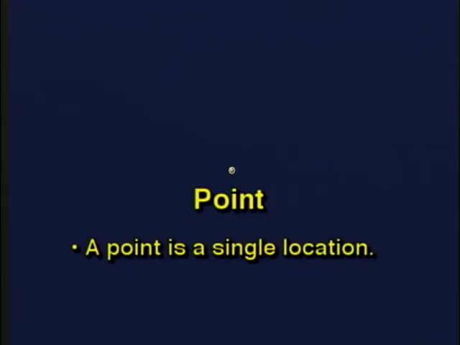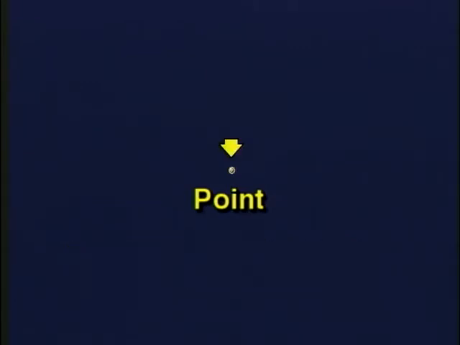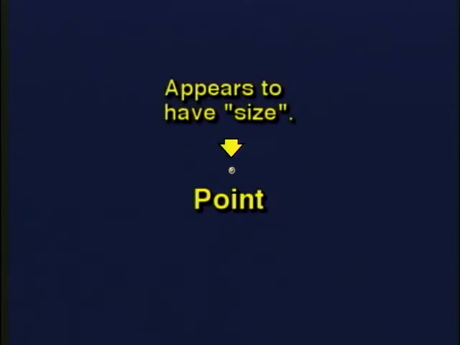The most basic building block of geometry is the point. A geometric point is a single location. It has no dimension or size, not length, nor width, nor depth. The point you see here is exaggerated for viewing purposes. It appears to have size, but a true geometric point does not. All other geometric forms are made up of points.